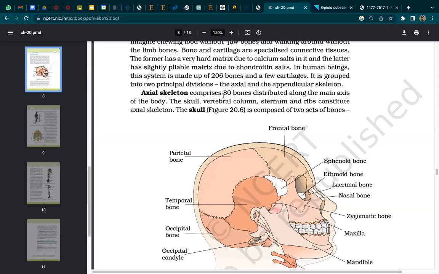Great. So the axial skeleton has 80 bones and it contains the skull, vertebral column, sternum, and ribs. So remember that. Underline skull, vertebral column, sternum, and ribs make the axial. Remove the limbs and whatever is left is the axial skeleton. It forms the body axis. Write down: axial skeleton forms the body axis.